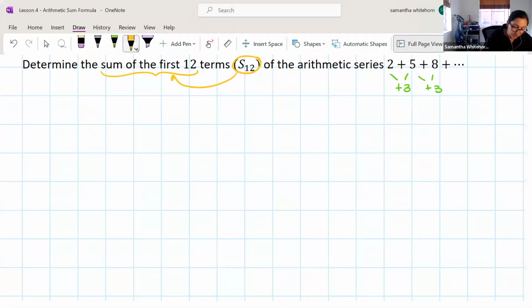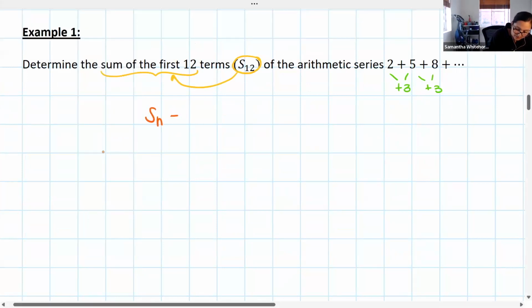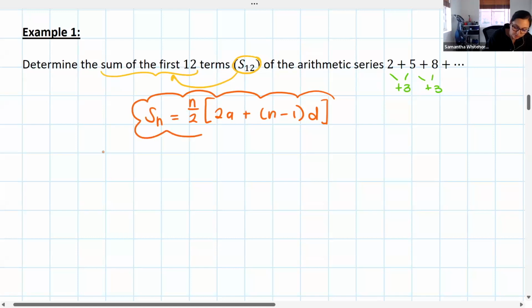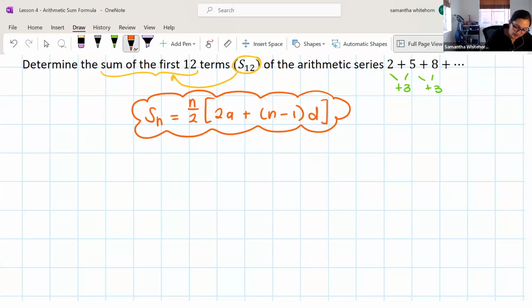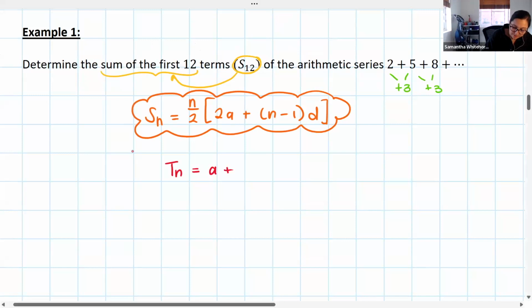The thing we need to know is how we actually find the sum. For an arithmetic series, your sum formula is Sn, the sum of n terms, equal to n over 2, open bracket, 2a plus (n minus 1) times d. You can see this looks quite similar to your Tn formula, which I am going to write down here as well because we're going to use it a bit later, so it's always useful to have. Our Tn formula, remember, is Tn equals a plus (n minus 1) times d.